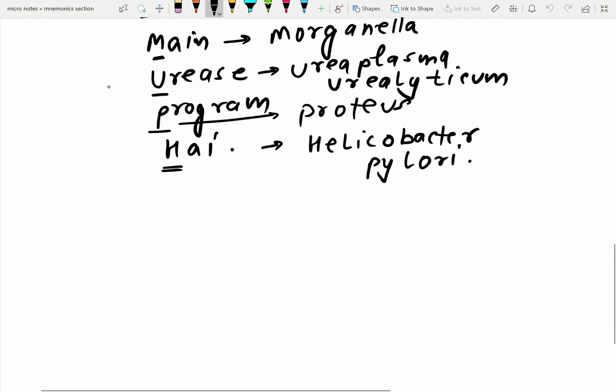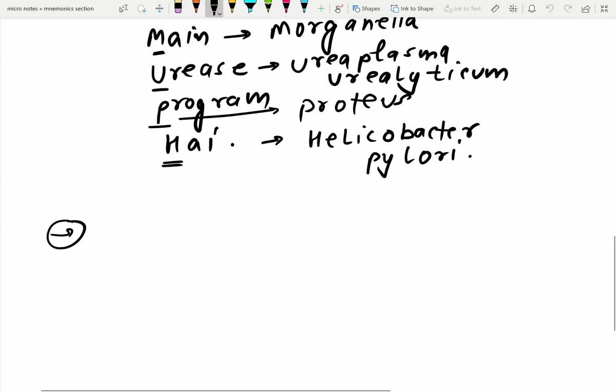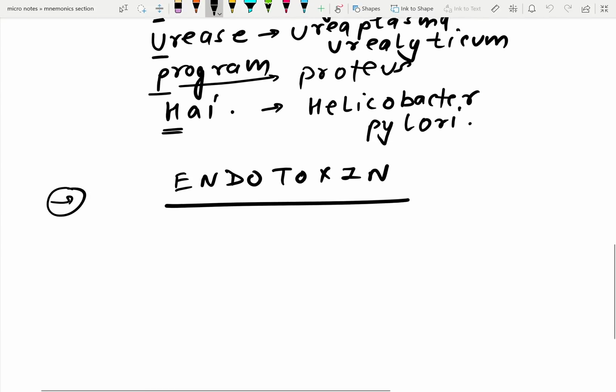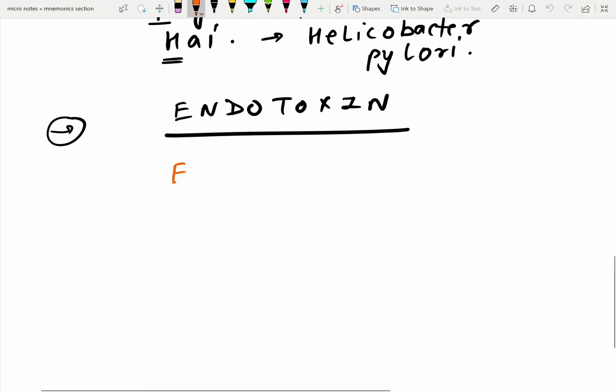Fine. Then you remember another important mnemonic, if you want to, for the various properties of the endotoxin. Okay, you know endotoxin is secreted by what? Gram positive or gram negative? It is secreted by gram negative, that you know. Fine. So if you want to remember the various features of this endotoxin by its name only, how do you remember that? If we write it up like this, that will give most of the properties of this particular one.